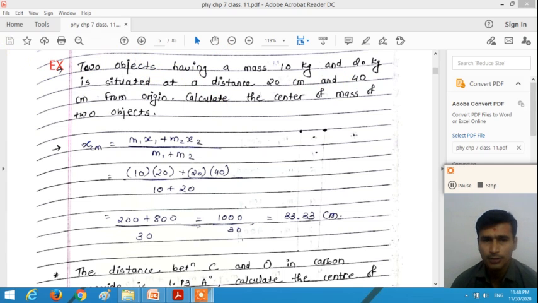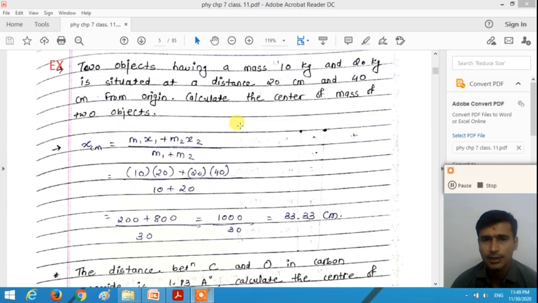So from the origin, m1 is given as 10 kg, and x1, the distance of the first object from the origin, is 20 centimeter. The m2 is 20 kg, and the distance of the second object from the origin is 40 centimeter. Calculate the center of mass. So put the formula of the center of mass: xcm is equal to m1 x1 plus m2 x2 divided by m1 plus m2.